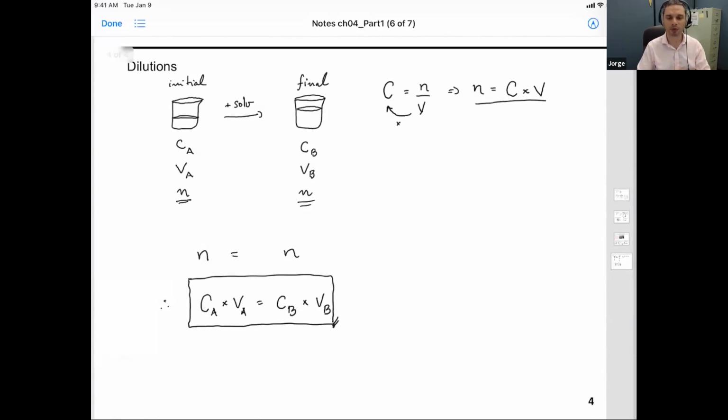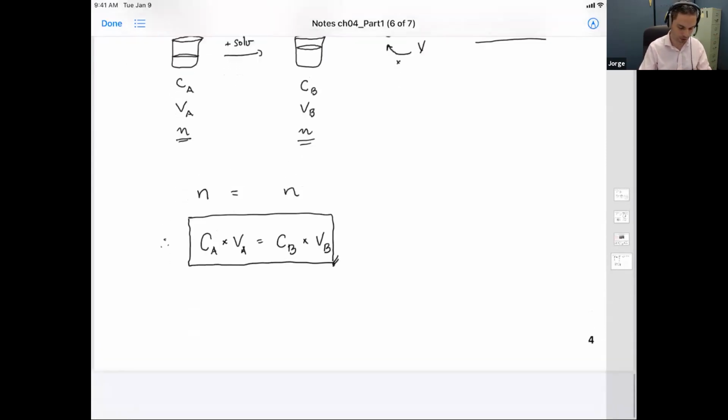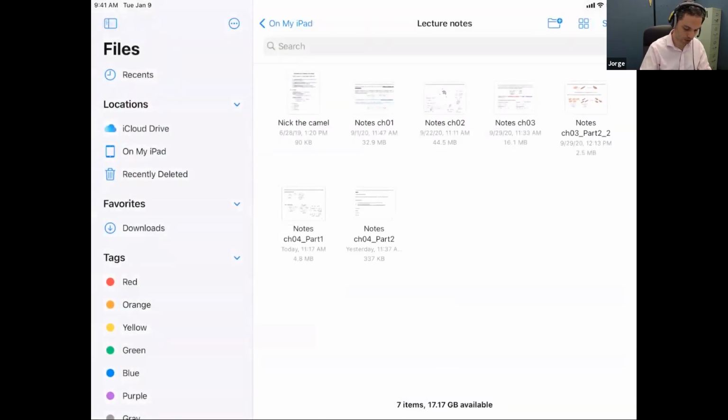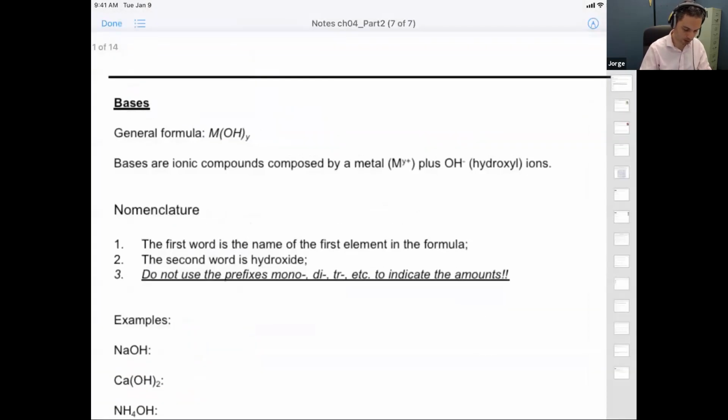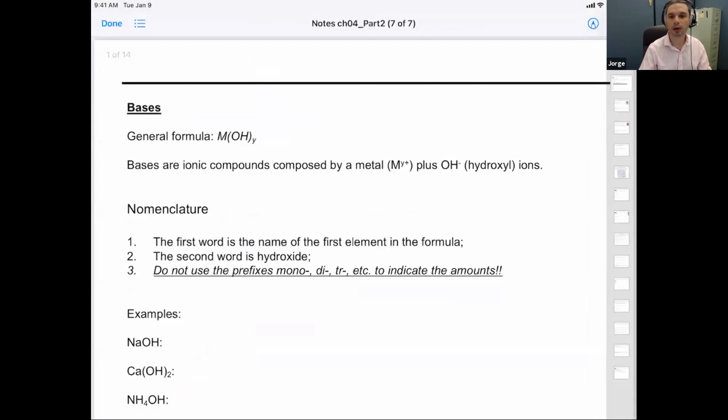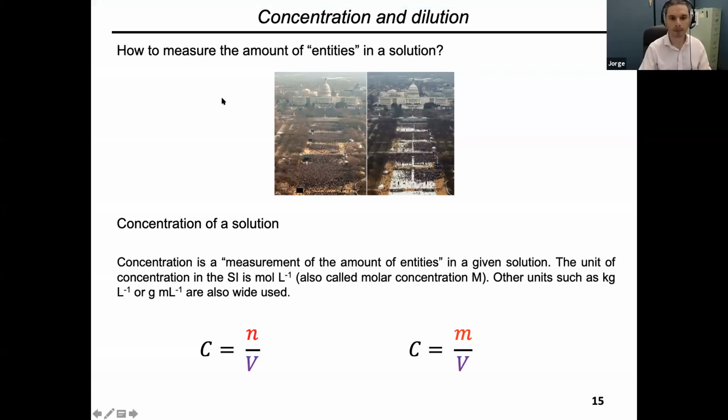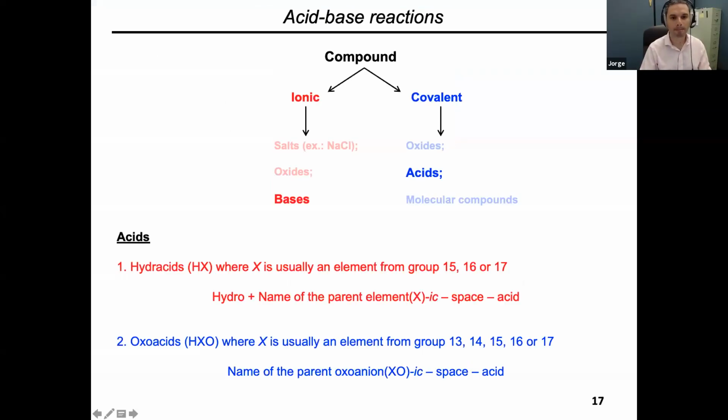So now let's move on and start working on chemical reactions in solution. So we are done with this. Okay, so let me move on to my desktop. All right, so let's start to work on acid-base reactions.